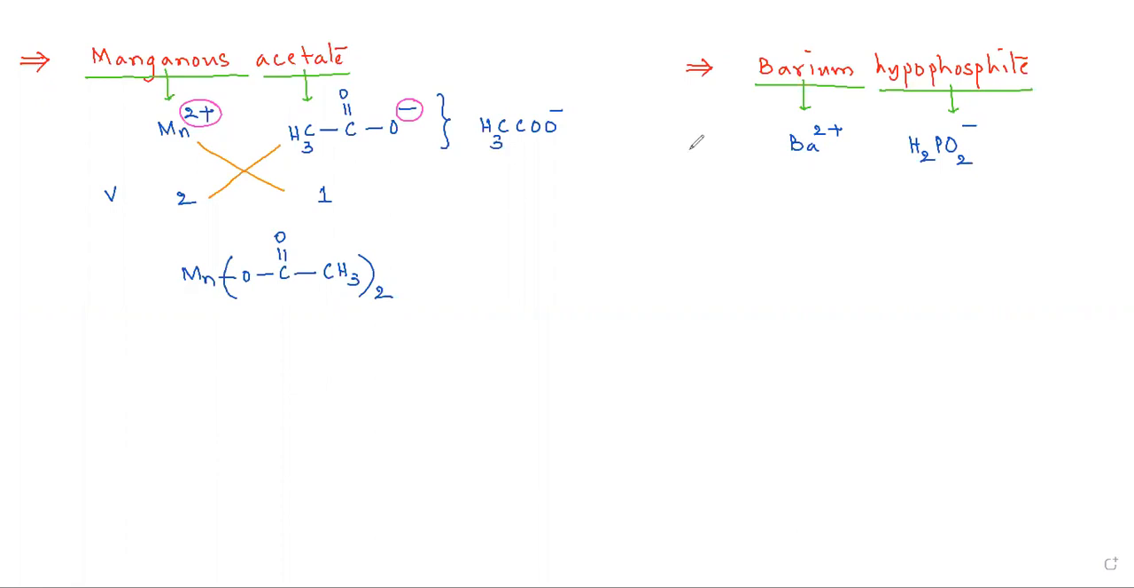Okay. Now coming to the valency. 2 here, 1 here. Simply cross the valence. What do you get? Ba, of course, taken one time. H2PO2 taken twice. Right? Next.